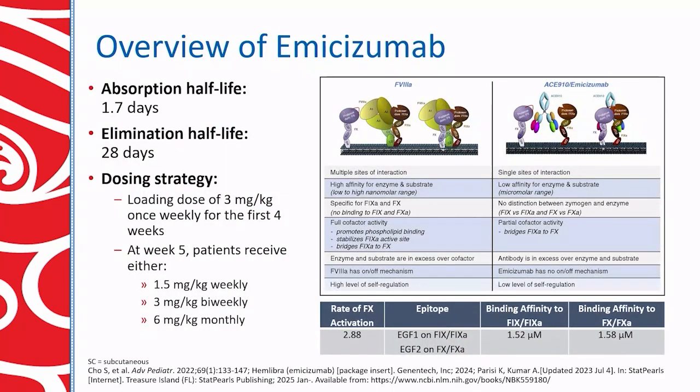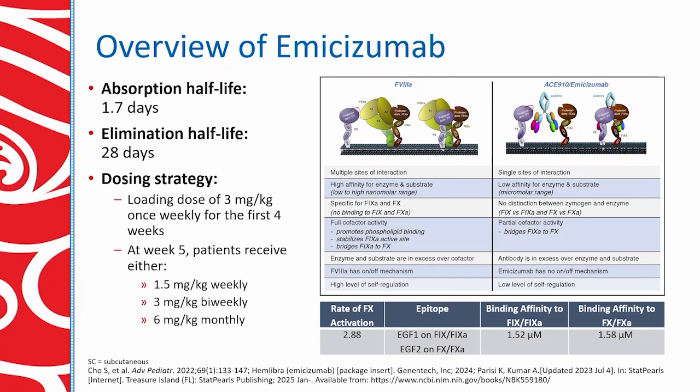The most striking difference is that natural factor VIII has a full cofactor activity. It promotes phospholipid binding, stabilizes the factor IXa active site, and bridges factor IXa to factor X. And this is particularly the partial cofactor activity that emicizumab has. Its task is to bridge factor IXa to factor X and to generate thrombin.